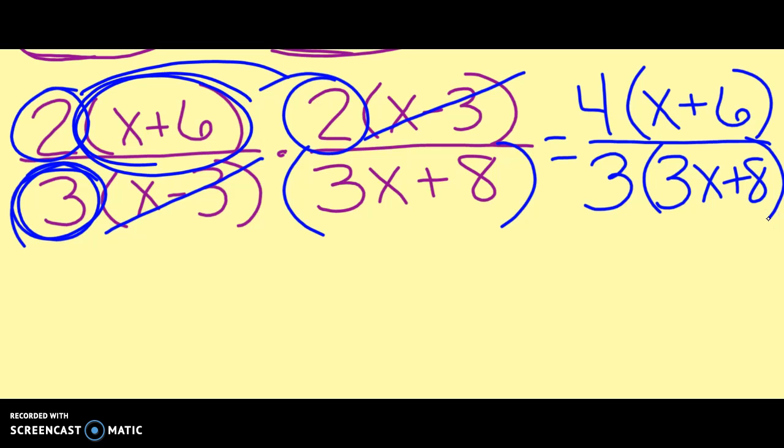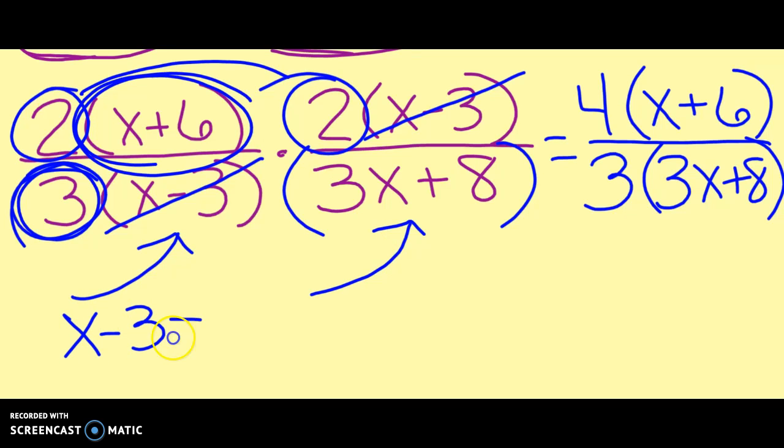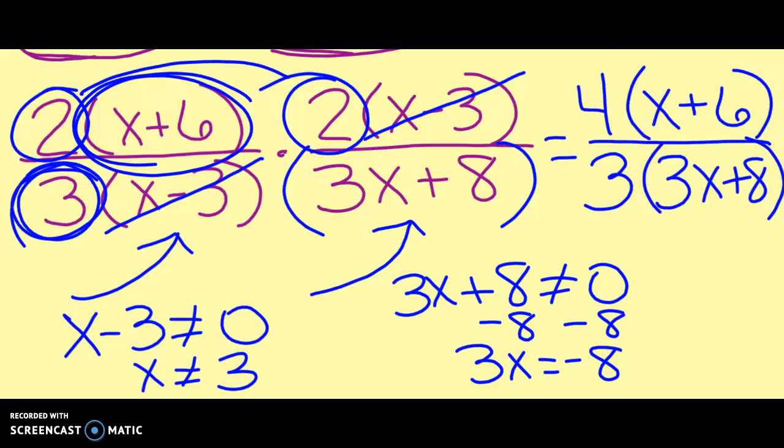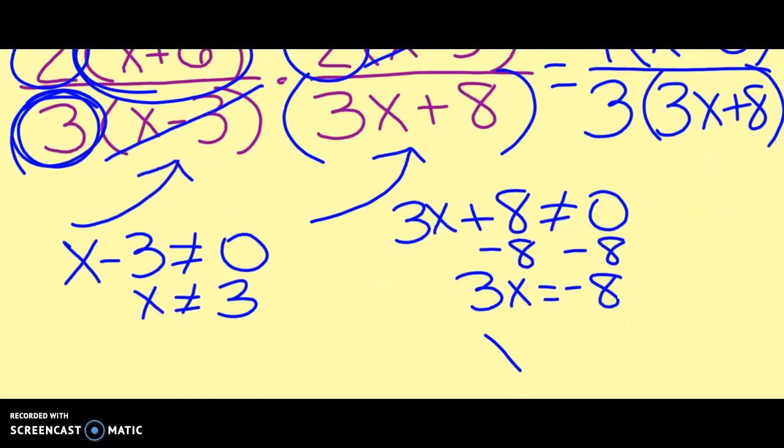If you want to find your restrictions, you have to go back to the beginning of the problem and see which things cannot equal 0. So x minus 3 cannot equal 0, so x cannot equal 3. And 3x plus 8 cannot equal 0. Once we solve that, let me work this out a little bit and scroll down. x cannot equal negative 8 over 3.